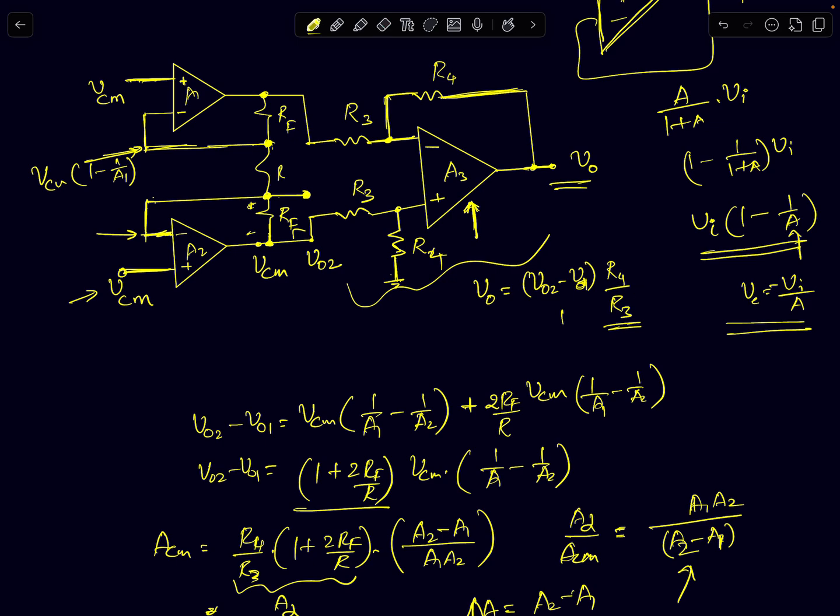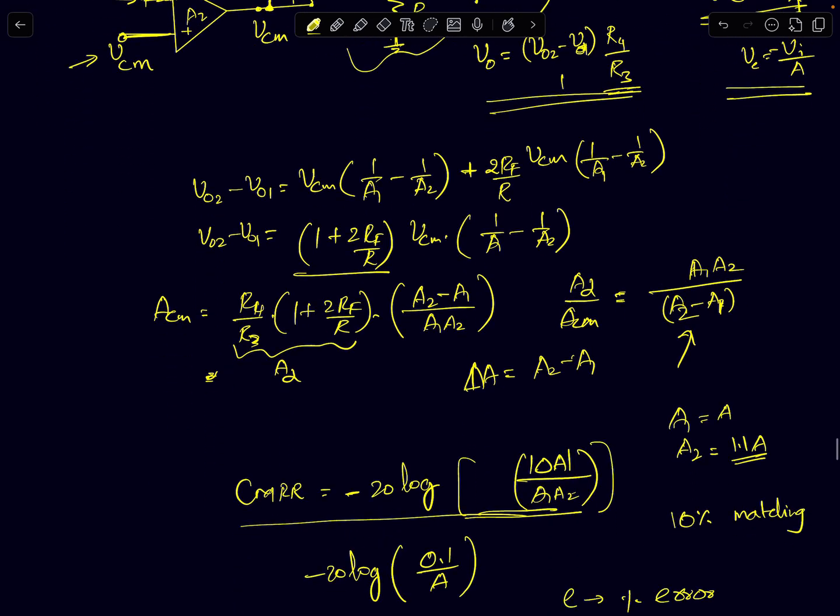We'll talk about that later, but that shouldn't impact my CMRR performance. So that's why I ignored that. I'm only considering this part. So now if you look at it, I've gotten an expression for CMRR in terms of the error between the two gains. Now let's assume, why am I assuming that the two gains will have errors?